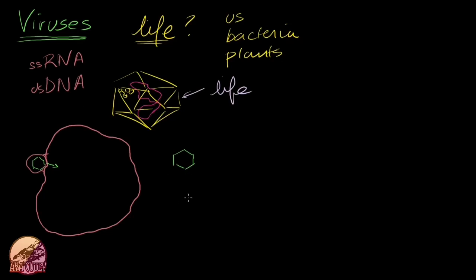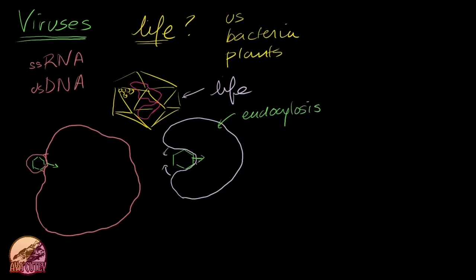So the cell will wrap around it like this, and these sides will eventually merge, and then the cell and the virus will go into it. This is called endocytosis. It just brings it into its cytoplasm. It doesn't happen just to viruses, but this is one mechanism that can enter.